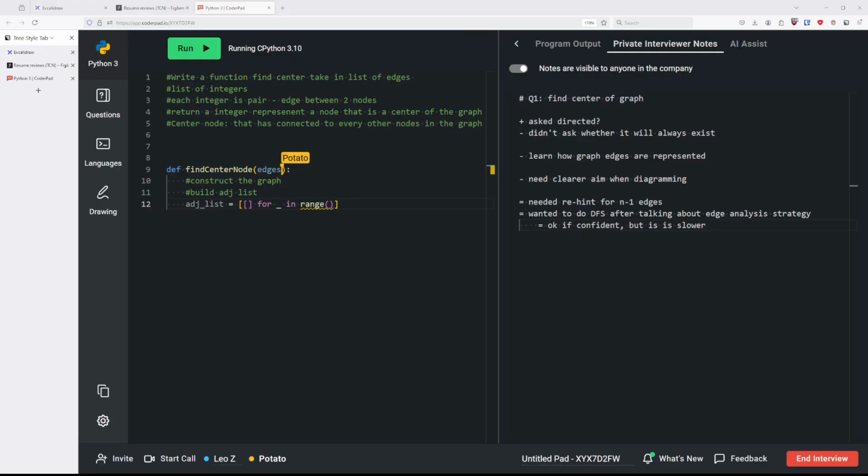So I think we would need to take in the number of nodes also. You won't be given the number of nodes. Your only input is a list of edges. Oh. But you could calculate the number of nodes if you need. Okay, gotcha.